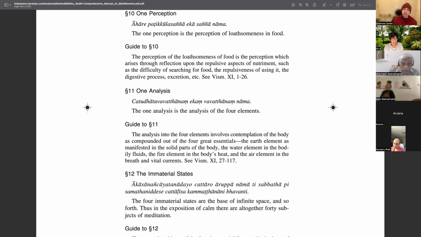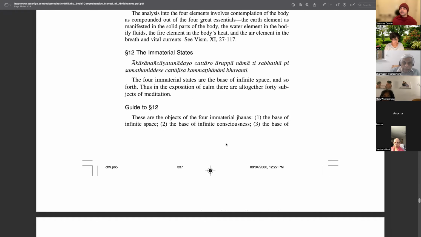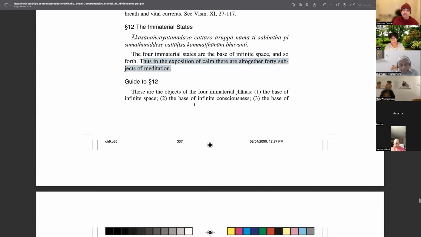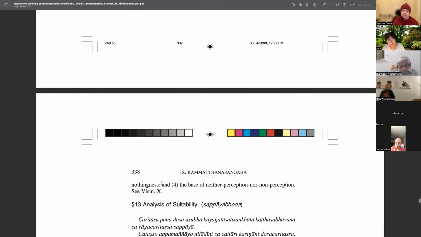Okay. So then we have the immaterial states. The four immaterial states are the base of infinite space and so forth. Thus, in the exposition of calm, there are altogether 40 sub-objects of meditation. These are the objects of the four immaterial jhanas: the base of infinite space, the base of infinite consciousness, the base of nothingness, and the base of neither perception nor non-perception. Right? Neither perception nor non-perception.